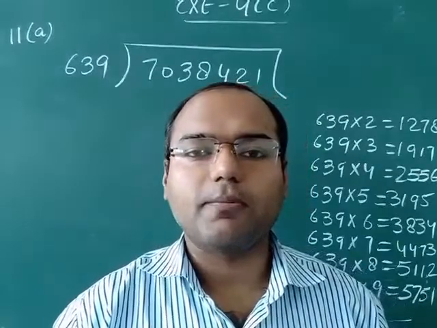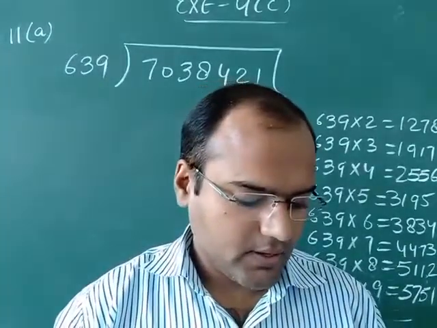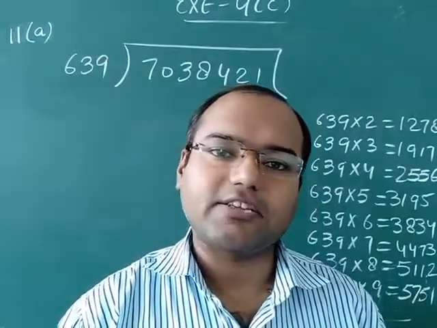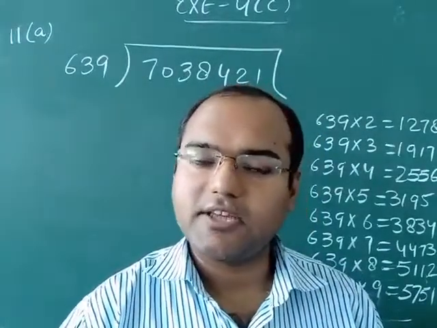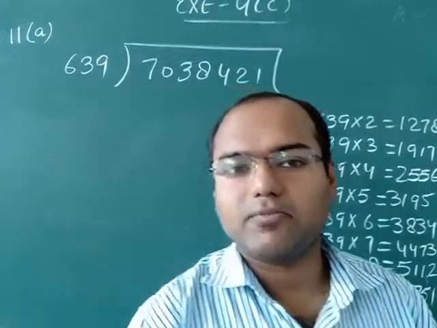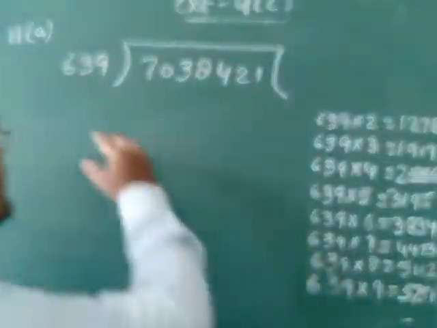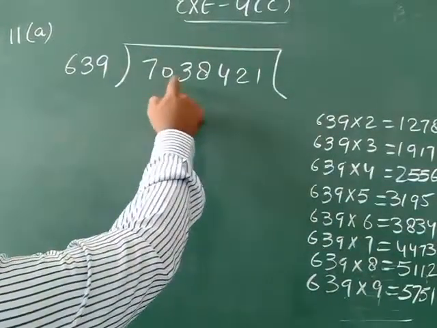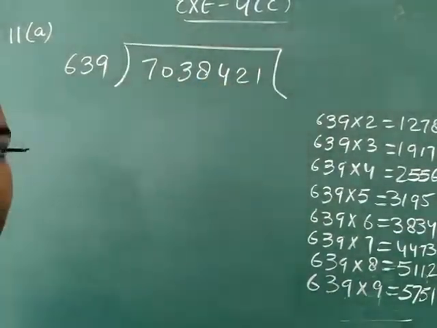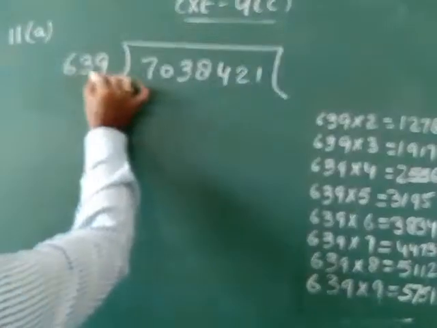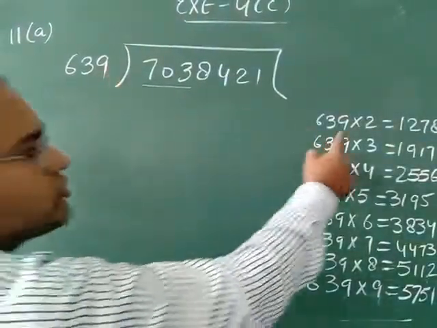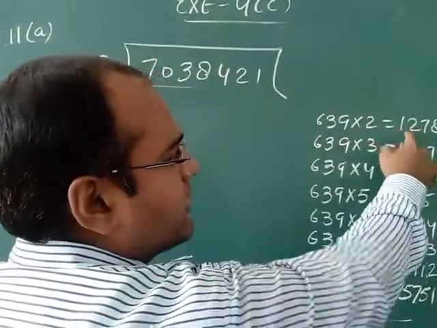Now come to question number 11. From question number 7th to 10th all are the same as we had done in question number 6. 11th is also the same. I am explaining question number 11, A part. Always it is A part. You have to divide 7038421 by 639. So this is a 3-digit number. Here also we will take 3 digits. So 639 2 ja, answer will be 1278.